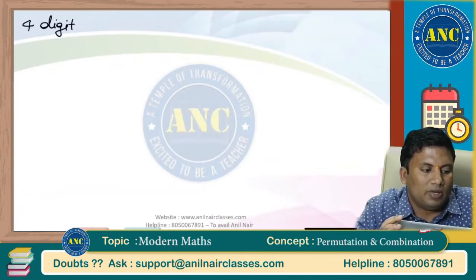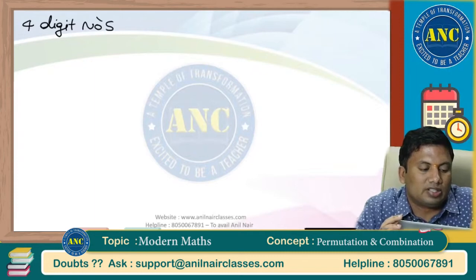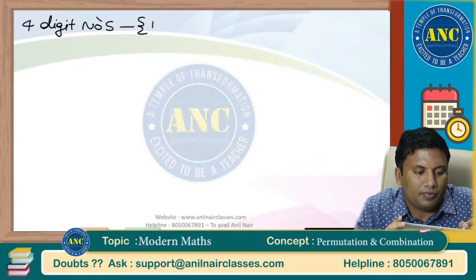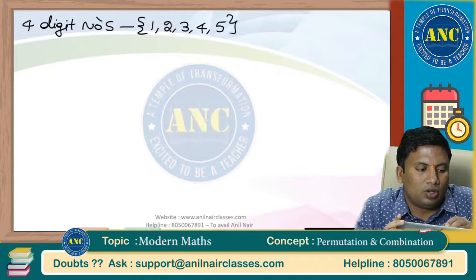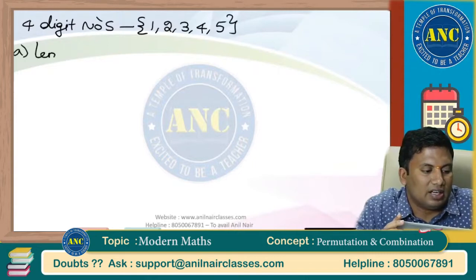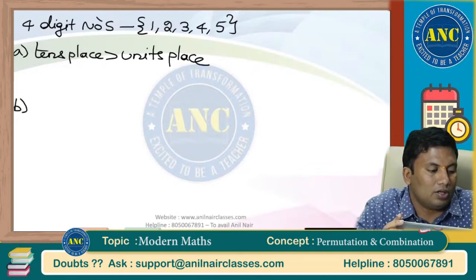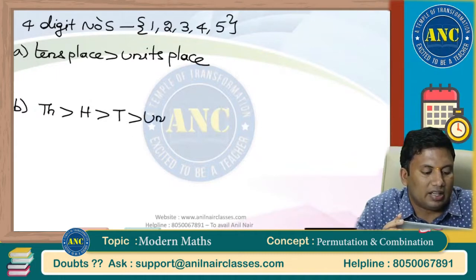Suppose, in how many ways can 4-digit numbers be formed using the digits 1, 2, 3, 4, 5, such that the tens place is greater than the units place, and the thousands place is greater than the hundreds place, greater than the tens place, greater than the units place?